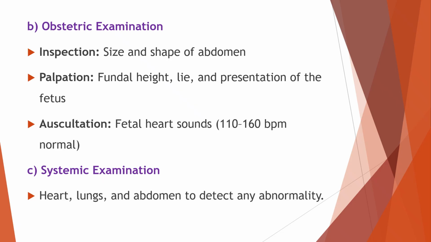After the obstetric examination, a systemic examination is also done. This includes checking the heart, lungs, and abdomen of the mother to find out if there are any abnormalities or health issues that could affect the pregnancy. All these assessments help in ensuring that both the mother and the baby are healthy and progressing well throughout the pregnancy.